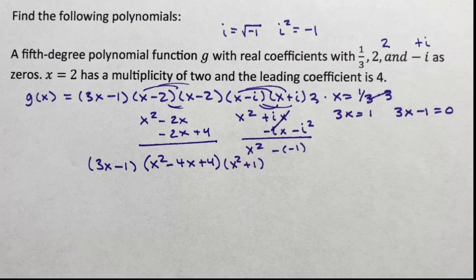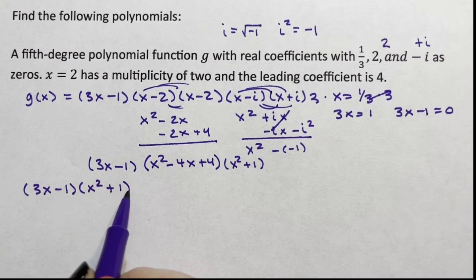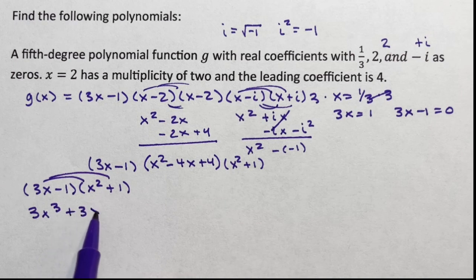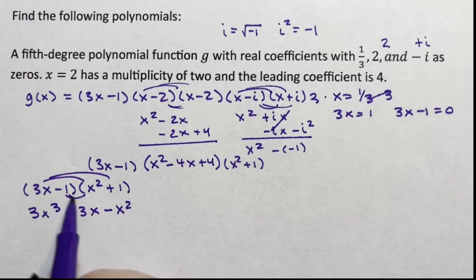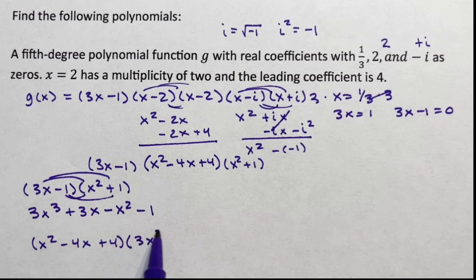All right, so the next thing I want to multiply out is the 2 binomials. I think that'll be the easiest next step. So 3x minus 1 times x squared plus 1. I get 3x cubed plus 3x minus x squared minus 1. There are no like terms there, which is why I did it that way. So now I'm going to rewrite all of this in descending order. What I want to do next is multiply x squared minus 4x plus 4 times 3x cubed minus x squared plus 3x minus 1.